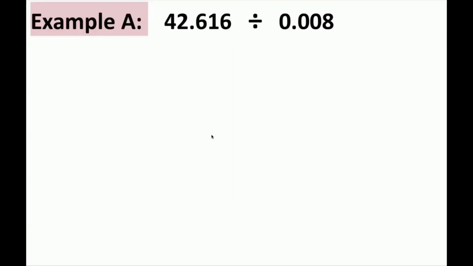Dividing decimals is super similar to long division. The main difference is at the beginning of the problem, you look at our second number, our divisor, and you make it a whole number. So we're going to have to move the decimal forward 3 spots for it to become 8. Now, if you move the divisor forward 3 spots, then you have to move your dividend forward 3 spots too. So this will become 42,616.